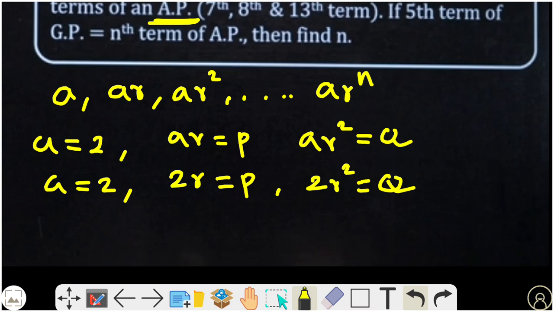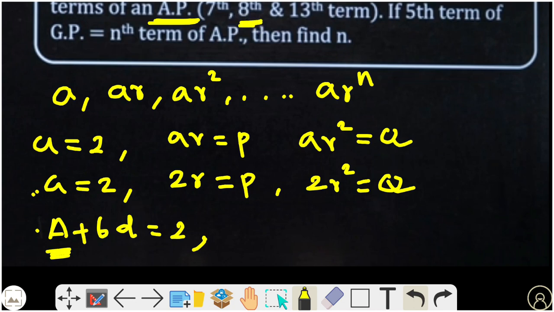So we have to write it what? 7th term means a plus 6d, which is equal to 2. And why am I putting capital A? These two A's are different, so that's why I am putting capital A in this term. And the second one is the 8th term, so 8th term is A plus 7d, which is equal to 2r.